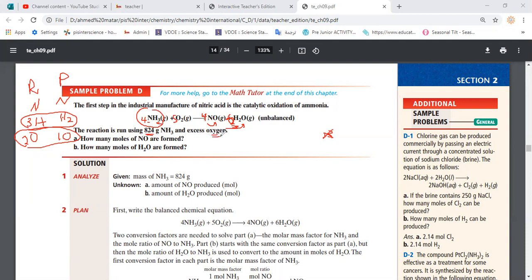That means we have plenty of oxygen. We don't care about how much it is. So he asked how many moles of NO are going to be formed. How many moles will be produced?